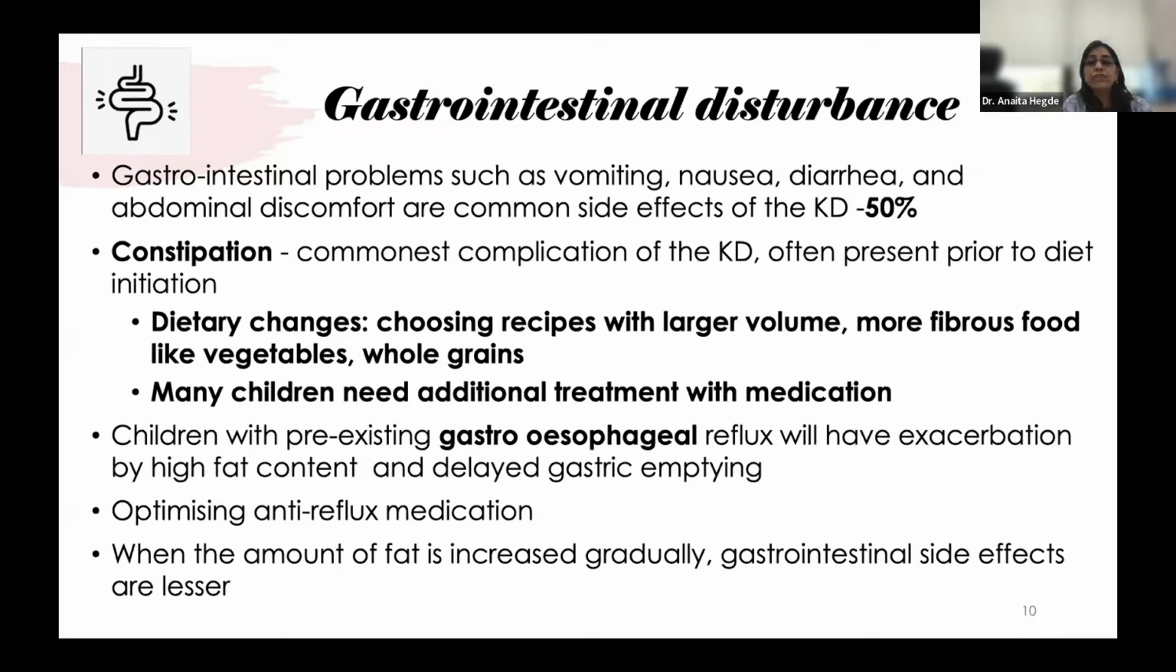Many children also need additional treatment with medications. We have many times seen patients who had constipation to begin with, but were better off when the ketogenic diet was started. Children with pre-existing gastroesophageal reflux will have exacerbation due to the high-fat content in the diet and delayed gastric emptying. Optimizing anti-reflux medication can be helpful. When the amount of fat is increased gradually, gastrointestinal side effects are seen to be lesser.